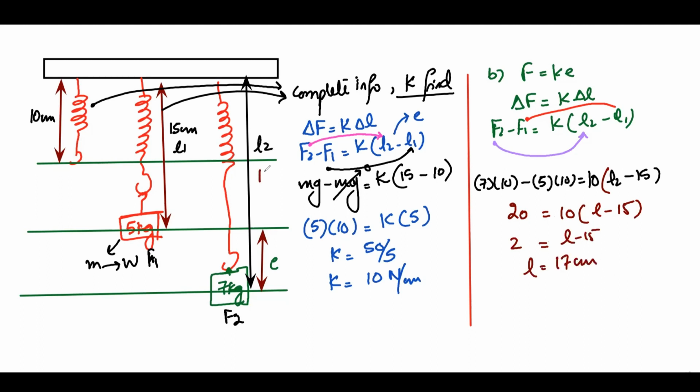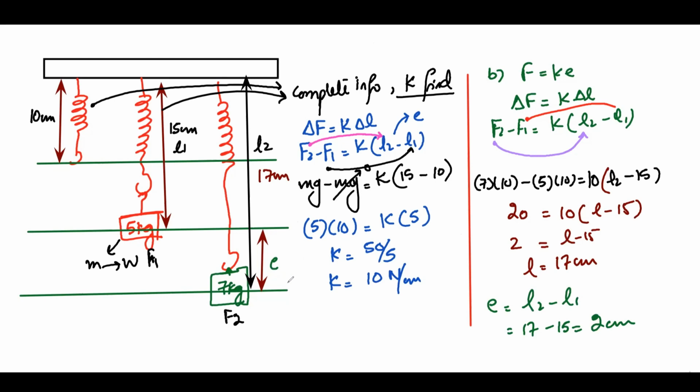So this whole length is 17 centimeters, but he was asking me about extension only. He didn't ask me about the total length. So to find extension, L2 minus L1, that would be 17 minus 15, which is 2 centimeters. Yes? This is method number 1.